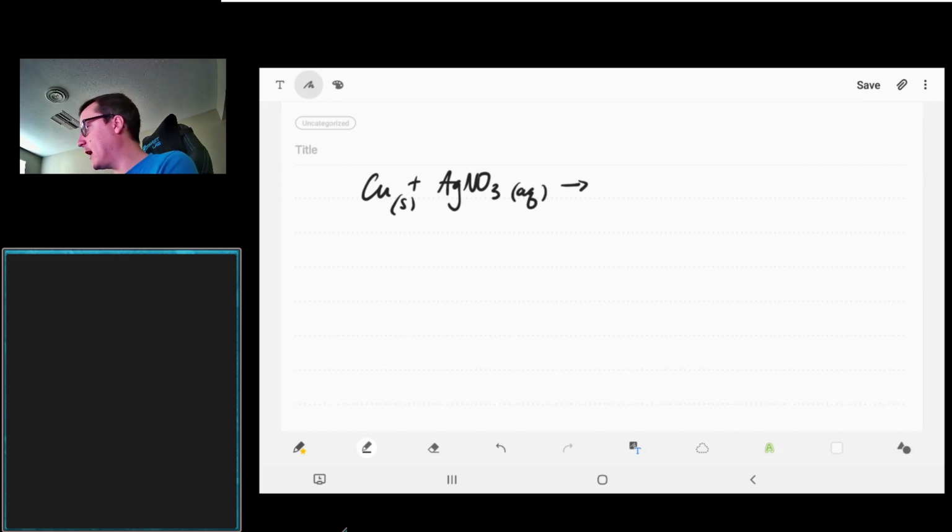Let's go ahead and figure out the products of this reaction, and then let's figure out what its net ionic equation is going to be. So first, I guess we'll predict the products, and then we will balance it and do our states of matter and all that fun stuff, and then we can do our net ionic equation.